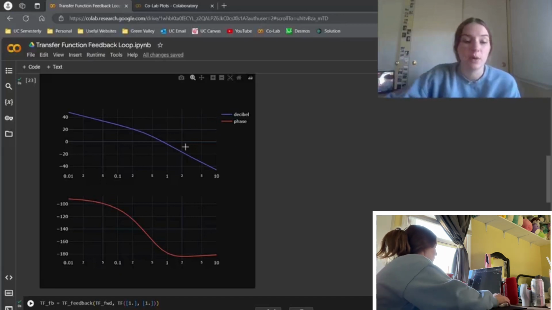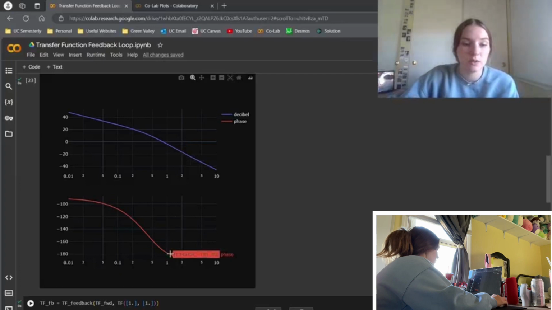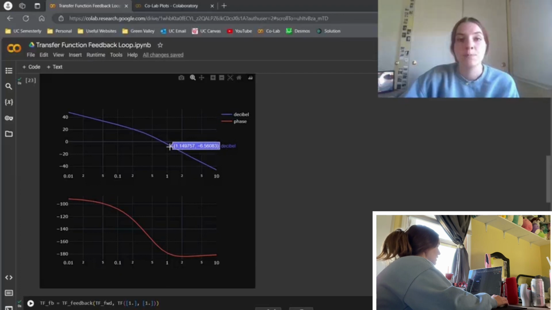So in our example, we can see that we reach negative 180 at about 1.15. And if we find that on our decibel diagram, 1.15 is about negative 6.5 decibels. So this means that our system is stable at the moment.